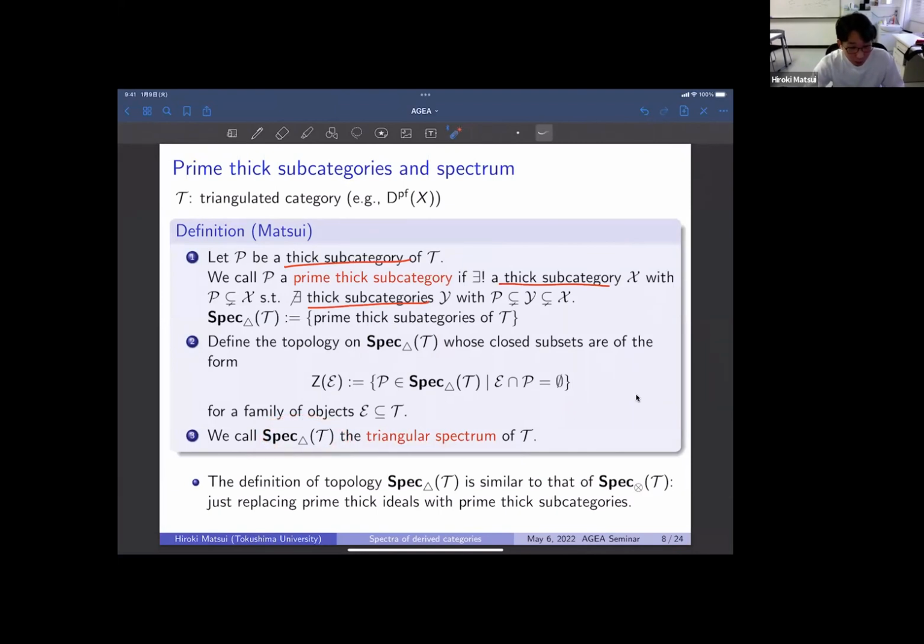And actually, the definition of the topology is similar to that of the TT spectrum. Indeed, for the definition of the topology on the TT spectrum, we use prime thick ideals. So just replacing prime thick ideals with prime thick subcategories, we obtain the topology on the triangular spectrum.